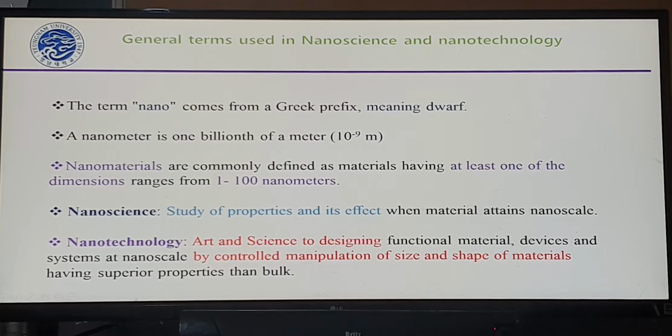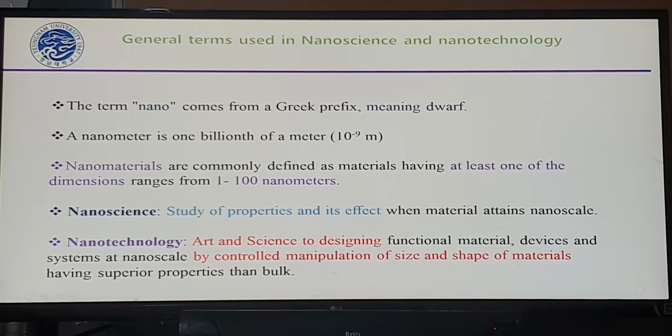For example, if a cube has length, width, and height, all three dimensions more than 100 nanometers, then we could not treat it as a nanomaterial. So one dimension, it may be length or width or height, should be less than 100 nanometers. Therefore, for nanomaterials, simply one of the dimensions should be less than 100 nanometers.